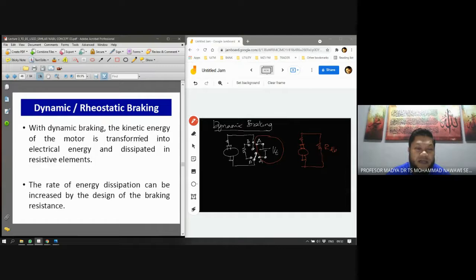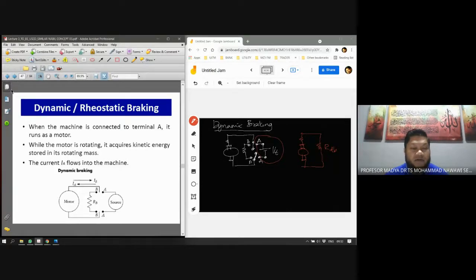With dynamic braking, the kinetic energy of the motor is transformed into electrical energy and dissipated in resistive elements. The rate of energy dissipation can be increased by the design of the braking resistance. So it depends on the braking resistance; then you can control the rate of the braking here.